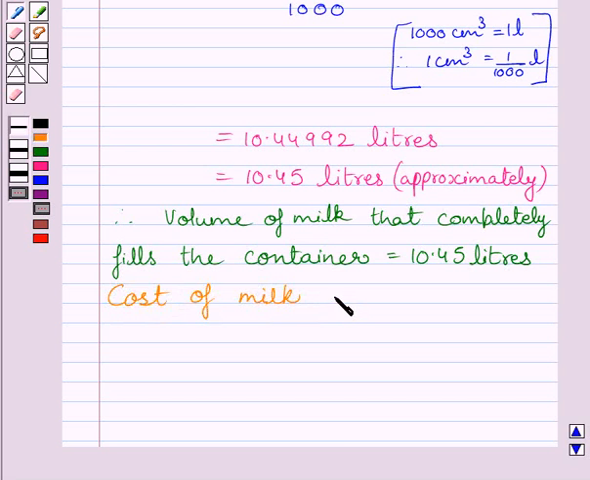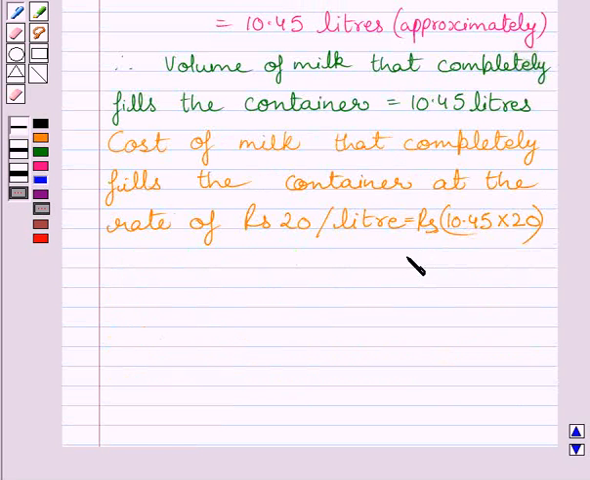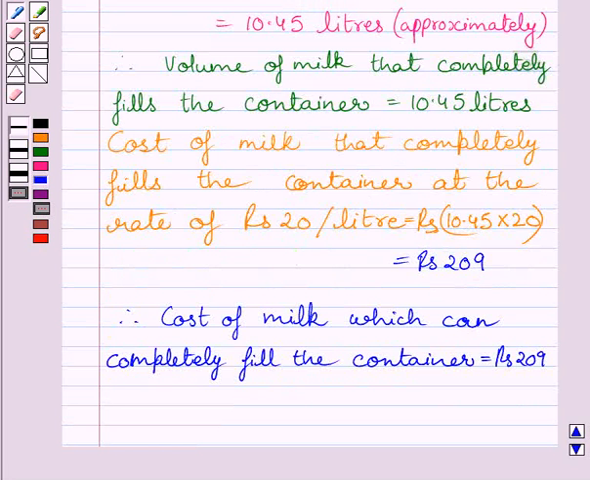So cost of milk that completely fills the container at the rate of rupees 20 per liter is equal to 10.45 multiplied by 20 rupees. Now multiplying these two terms, we get rupees 209. So we get cost of milk which can completely fill the container is equal to rupees 209.